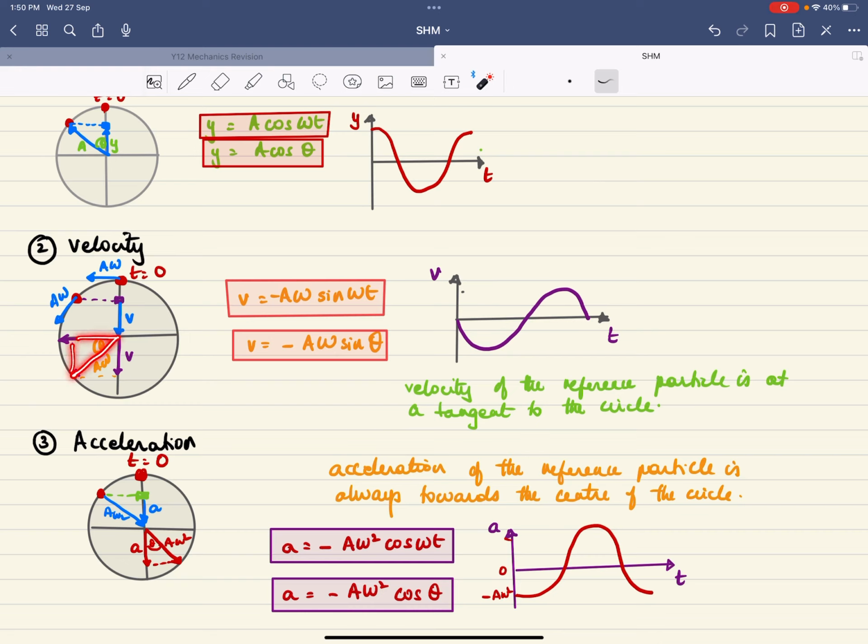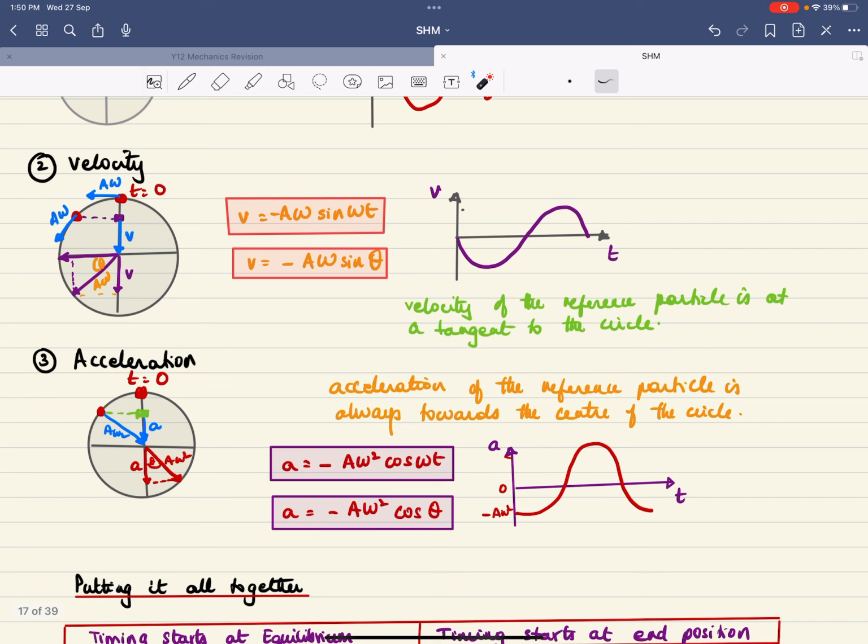So when you're looking at this angle, you actually get v is equal to negative A omega sine theta, or negative A omega sine omega t, and that's how you get your negative sine curve.